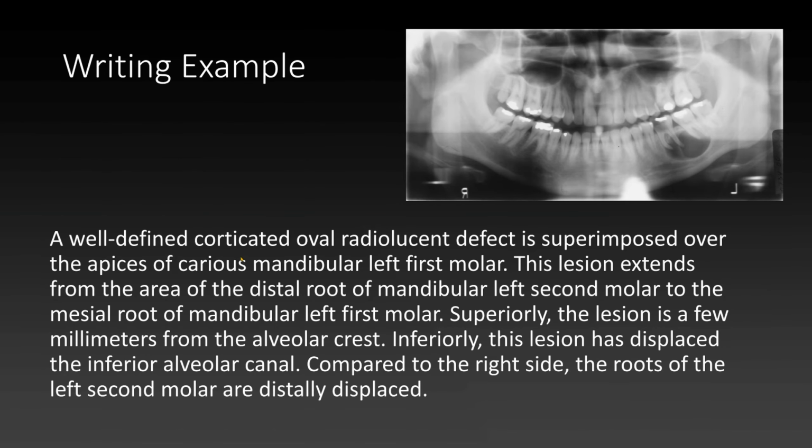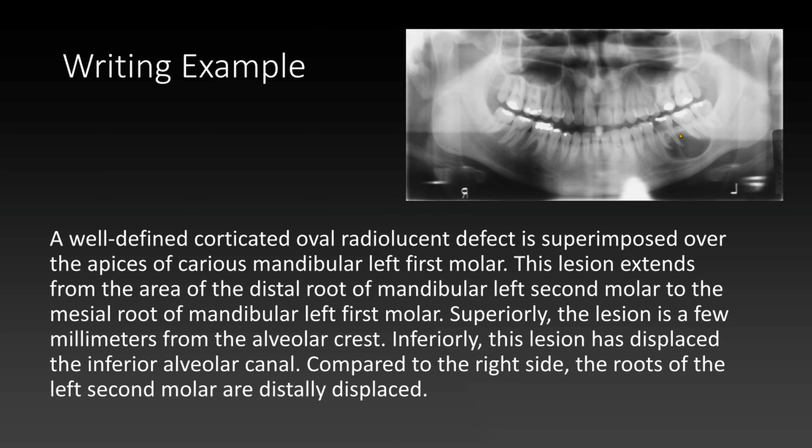A well-defined corticated oval radiolucent defect is superimposed over the apices of the carious mandibular left first molar. This lesion extends from the area of the distal root of the mandibular left second molar to the mesial root of the mandibular left first molar. Superiorly, the lesion is a few millimeters from the alveolar crest. Inferiorly, this lesion has displaced the inferior alveolar canal. Compared to the right side, the roots of the second molar are distally displaced.